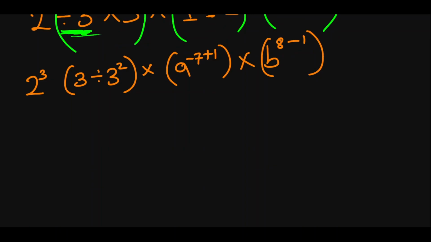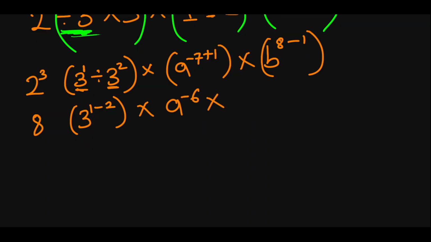So this gives us 2 raised to power 3, which we can change to 8 now. Here still becomes 3 raised to power 1 divided by 3 raised to power 2. Now this is just to show you that the laws of indices also apply to numbers, not just letters. So these are the same base, 3 and 3, and they are dividing themselves. So this gives us 3 raised to power 1 minus 2 times a raised to power minus 7 plus 1 is minus 6. Then b raised to power 8 minus 1 is 7. So this b raised to power 7.